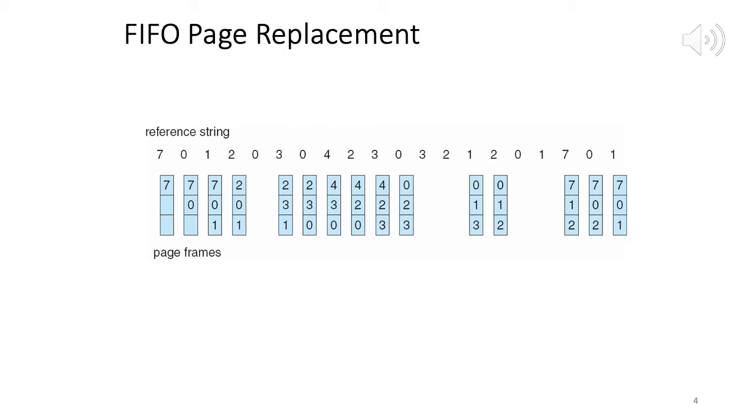Access for page 2. 2 is not in memory, 4, 3, 0. Evict one of these 3, put 2 in. Evict page 3 and put 2 in its place. Next access for page 3. Again not in memory, so 4, 2, 0, pick 1. We pick 0 and replace 3 with 0.